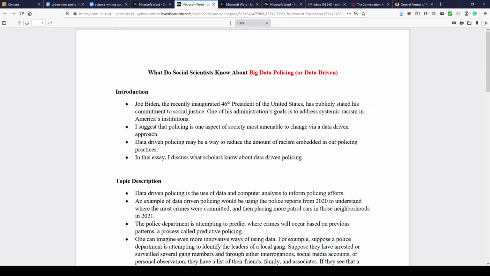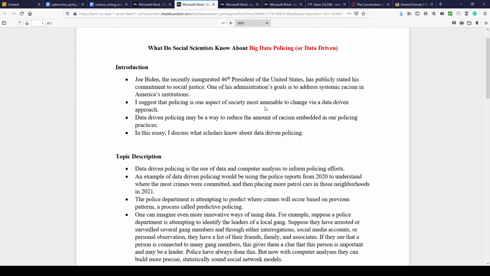So at this stage of my writing, I decided that I wanted to do big data policing. And you can see in parentheses, I really wasn't sure whether I wanted to call it data-driven. Eventually, I settled on data-driven. But I started with this idea of big data policing. And so I already knew something about it, so it made it easier for me to start reading and thinking. So in this stage, I like to do bullet points, right?